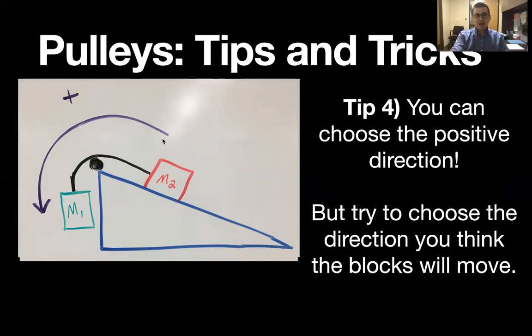So to do that, always, always, always mark which direction you are having be the positive direction. And it can be around the pulley like this, which means that up and to the left, parallel to the ramp is positive, and also down in the vertical direction is positive. So both of these are going to be moving in the positive direction.